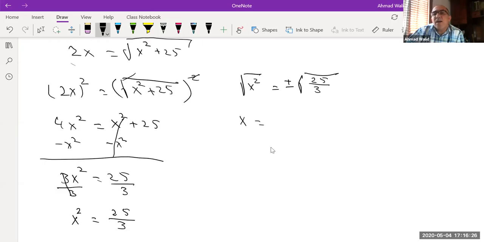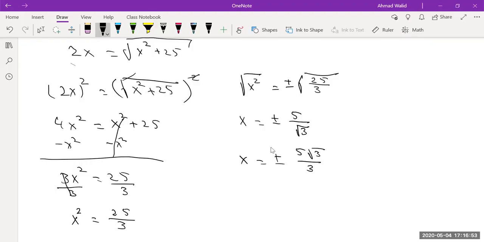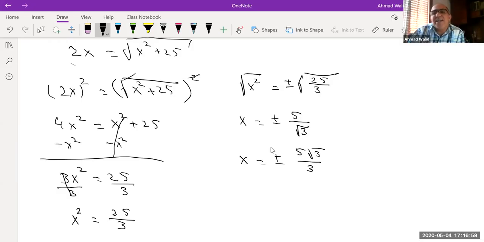x equals, the square root of 25 is 5, plus or minus 5 over the square root of 3, or if you rationalize, x equals plus or minus 5 radical 3 over 3. Am I right? If you rationalize. Now, which answer is incorrect here? The negative? Why? Correct. Excellent. Give me a reason. Why negative? Because distance cannot be negative.